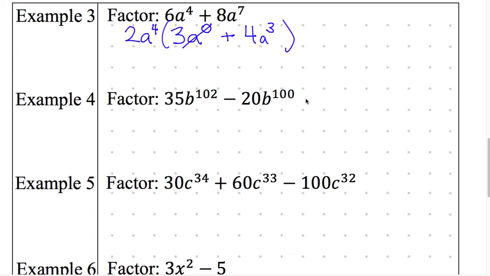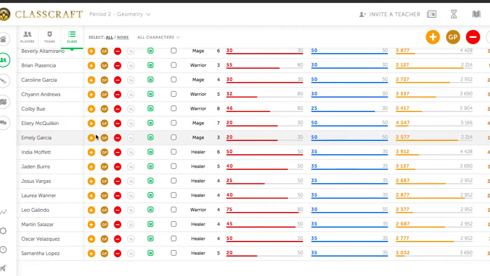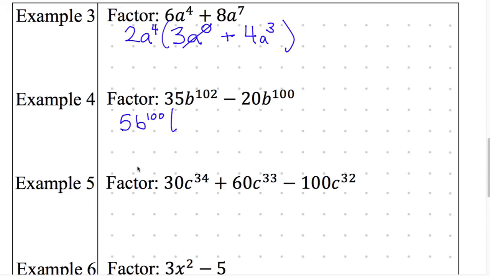Example 4, quiet raise hand. What was the greatest common factor? Emily, go for it. 5. There it is, 5b to the 100. Thank you, Emily. And you can turn in your card too if you still have it. So Emily, you are now in, and there's your marble.